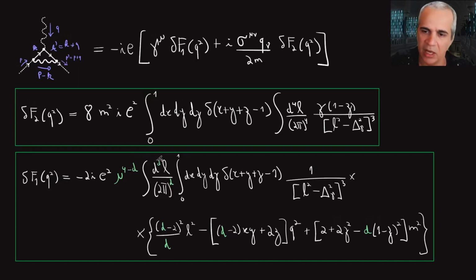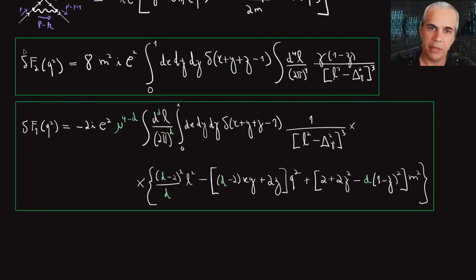So you can see all the factors of D that appear, right? These ones are the ones you know. And the ones in here all came from commuting Dirac matrices with those P slashes and K slashes and L slashes that we had in the numerator, right? So that's basically the expressions you get. And now let's first focus on this finite part that comes from delta F2. Let me copy this one.